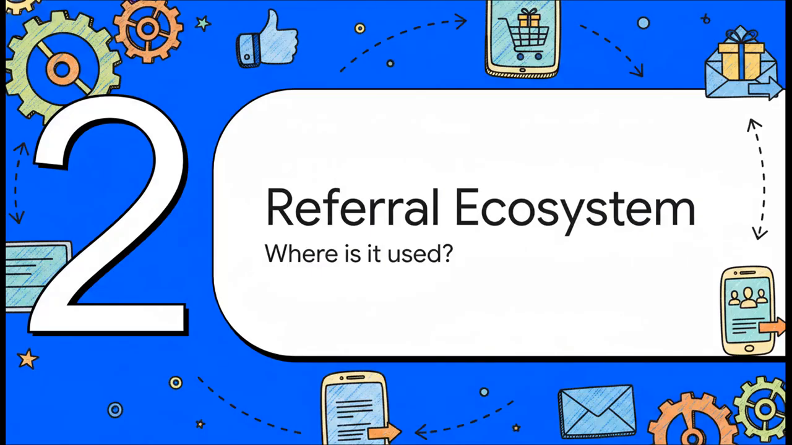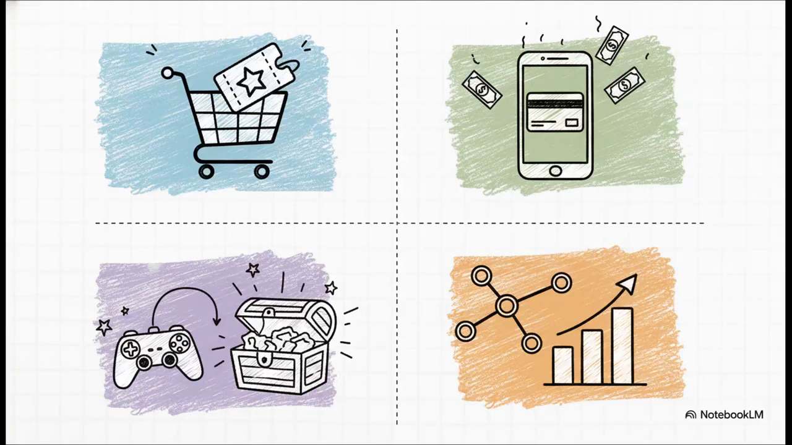Moving right along to Section 2, the referral ecosystem. Where are these actually used? The truth is, these systems are literally everywhere. They're deeply integrated into the platforms we use every single day. Take e-commerce stores. You get a quick discount on your next purchase when a friend buys through your link. Or in fintech and banking apps like Revolut, they hand out direct, hard cash bonuses when you invite a new client who orders a physical card.